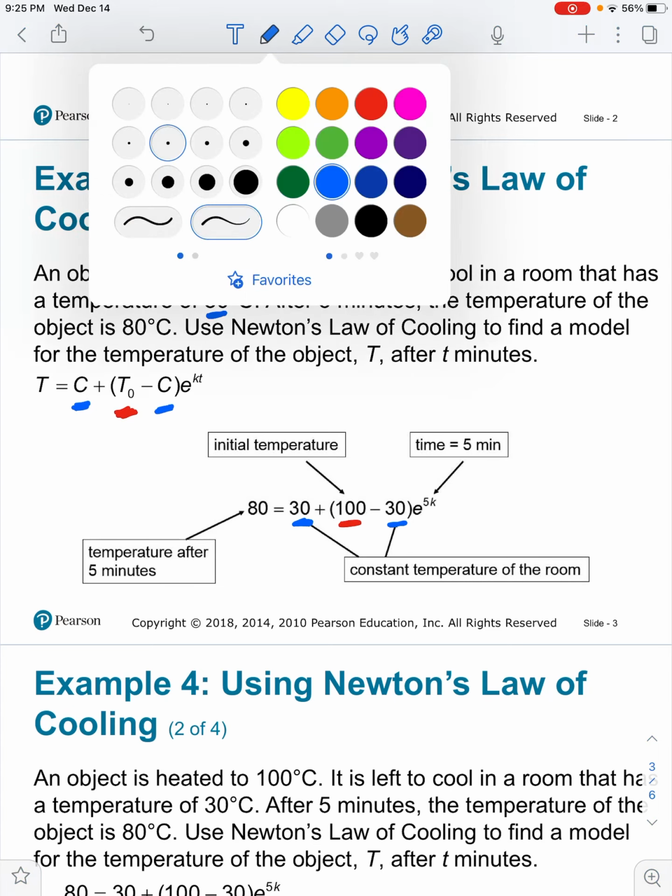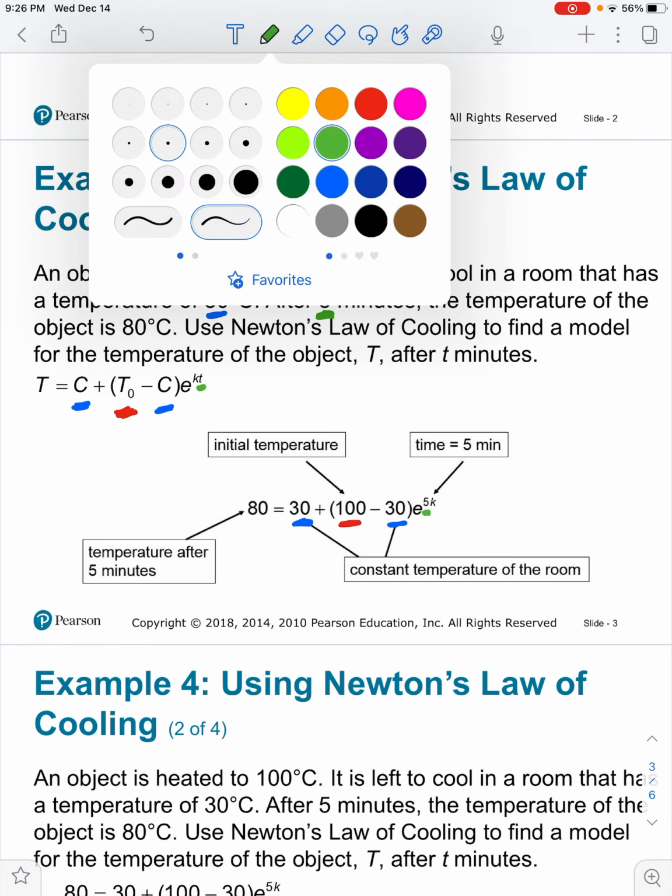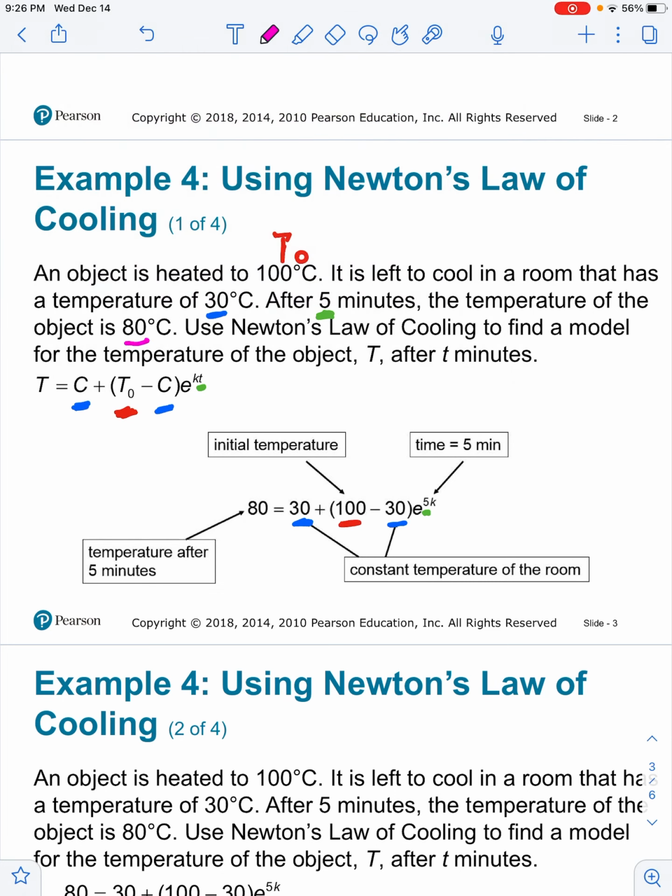Then it says after 5 minutes, so that's the length of time. So the 5 is the time up here. That's the t. The temperature of the object is now 80 degrees. So the 80 degrees is the temperature of the object after it's been sitting out in an environment that is cooler than the heated object. So as you can see, it has to be an exponential decay model because the object is heated to a temperature. It is left to cool in a room that has a lower temperature, and after a given period of time, the temperature of the object has decreased, which in this case, to 80 degrees after 5 minutes. And you can see in the model what that looks like plugged in.